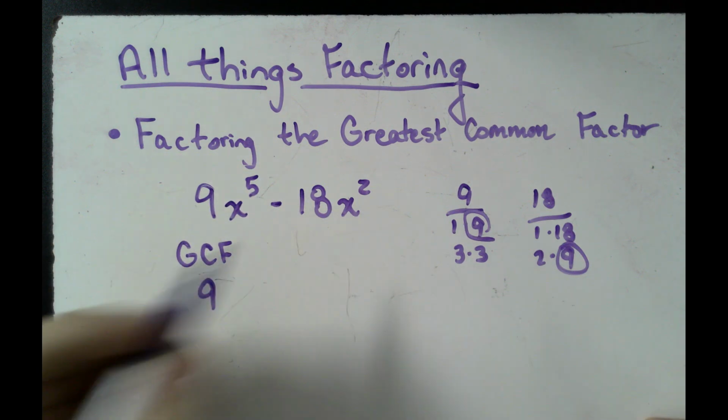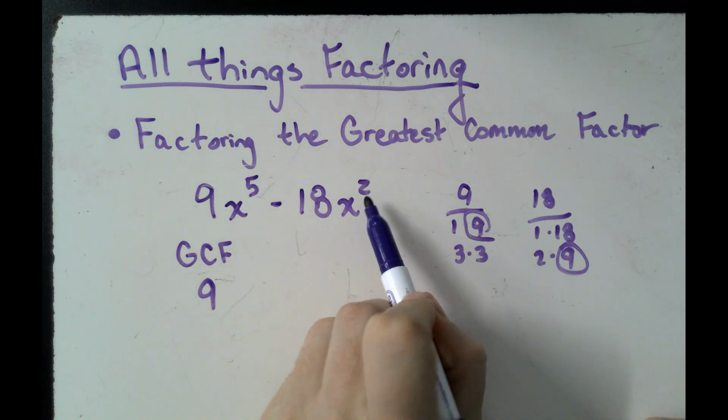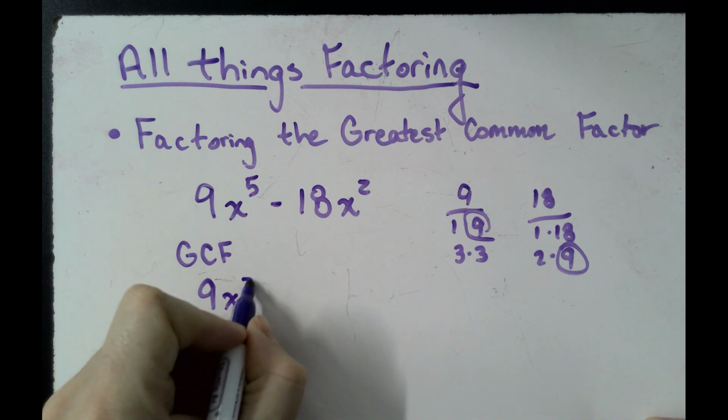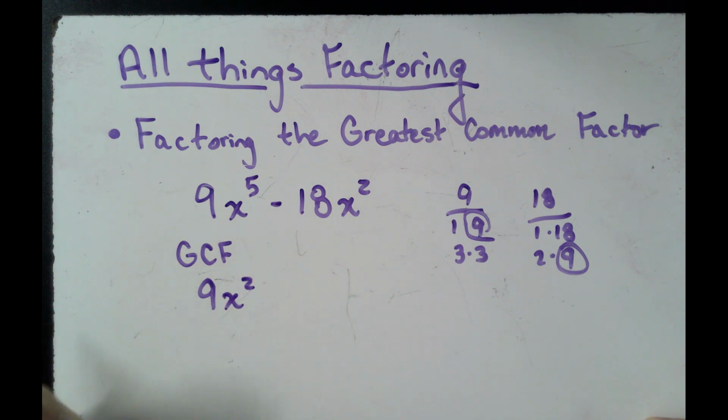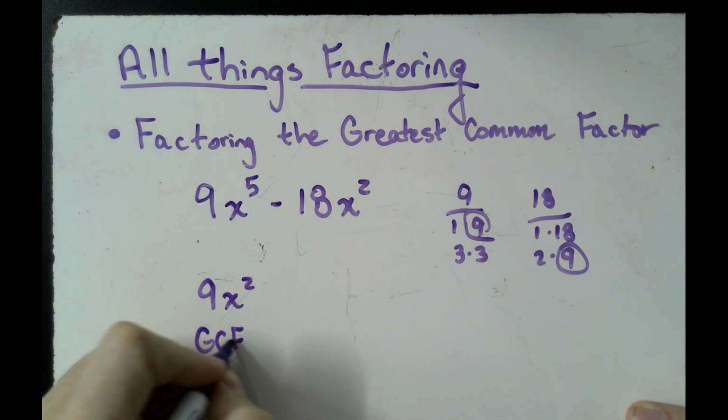X to the fifth and x squared. We always look at the lower power, and if we see x squared, we can see that is the biggest thing that I can take out. Now, that is my GCF.